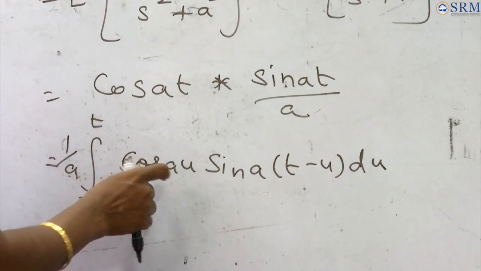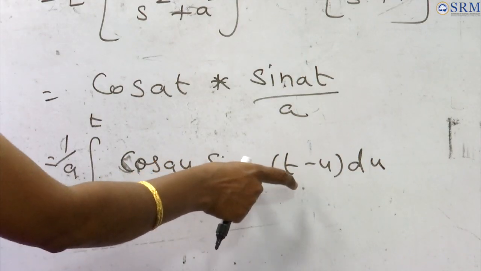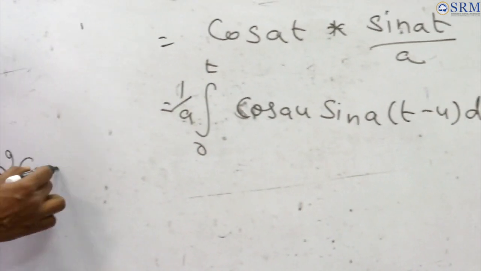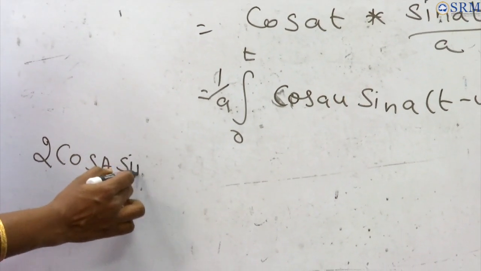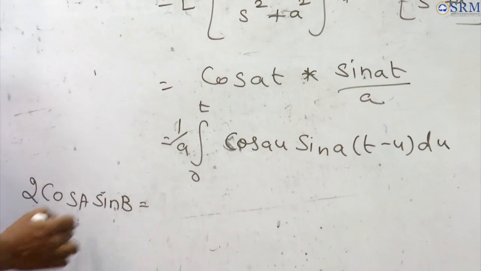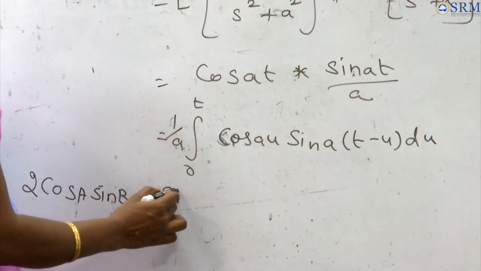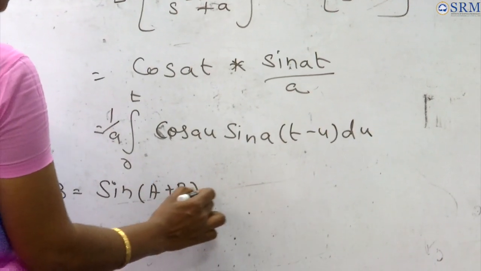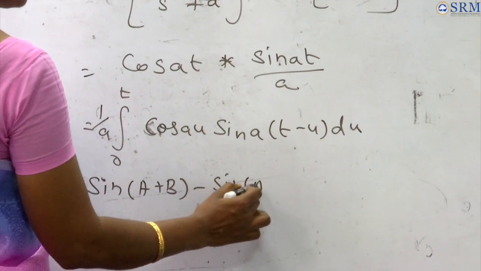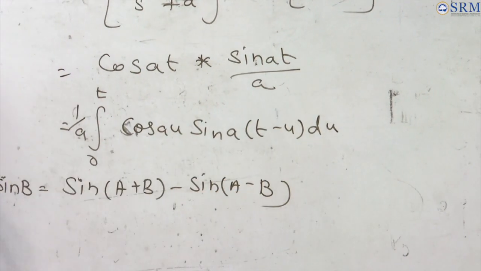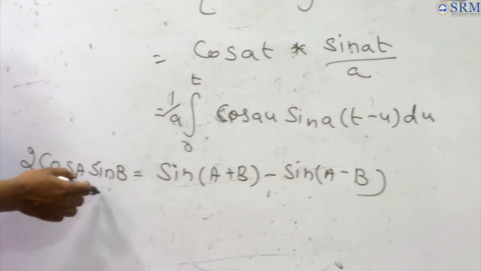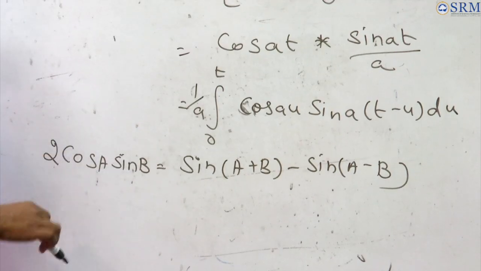So here, with either cos alone or sin alone, a direct formula is there, but here there is a multiplication of sin and cos. You remember the formula 2 cos a sin b: sin a plus b minus sin a minus b. There are 4 types of combination. Next one is 2 cos a cos b, 2 sin a sin b. Remember all the formulas.